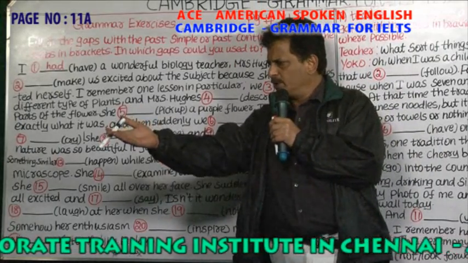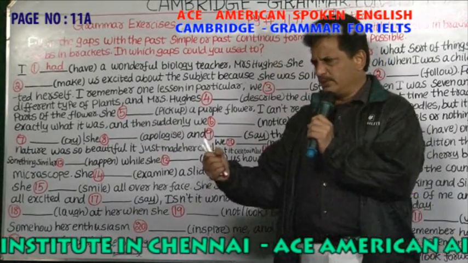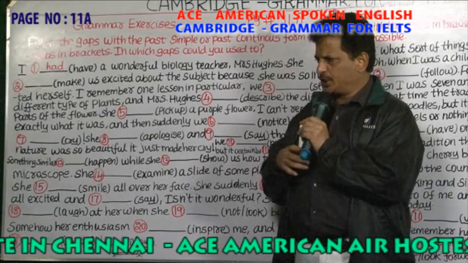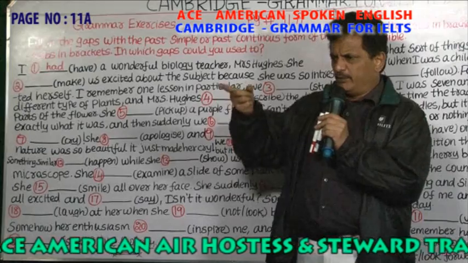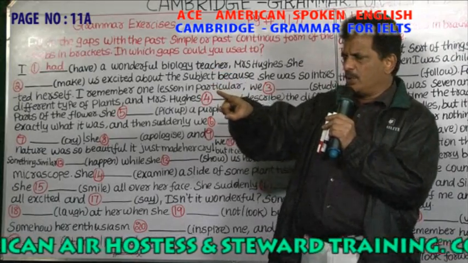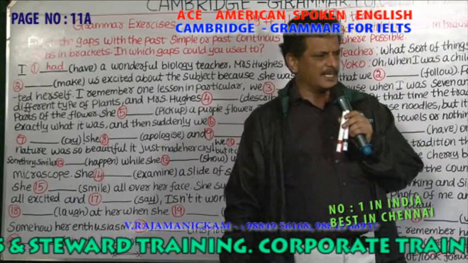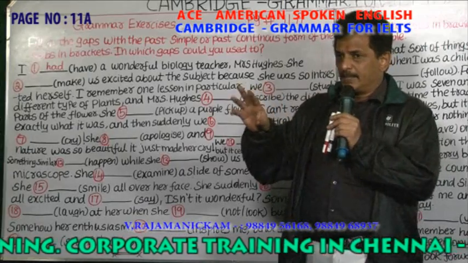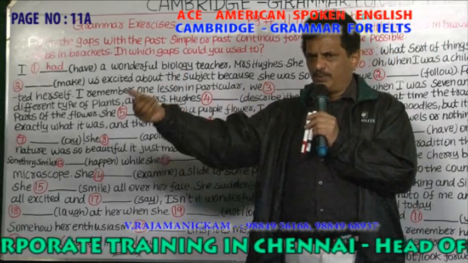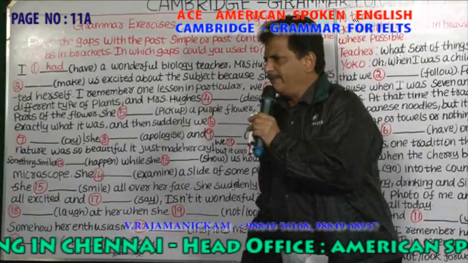Past tense, where do you use past tense, sir? Some action is over. When we want to mention some action is over, which is not relevant now, then you are using past tense. Past tense is used when some action is over with the time. Yesterday I went for a movie.